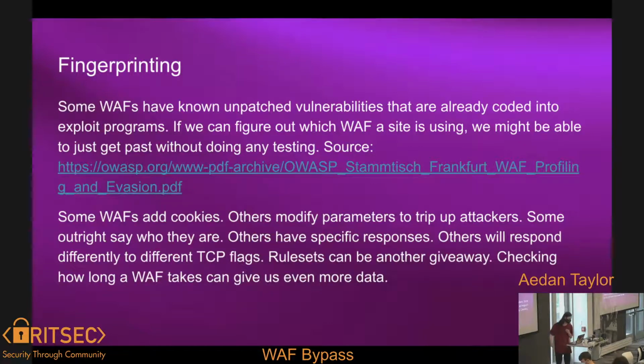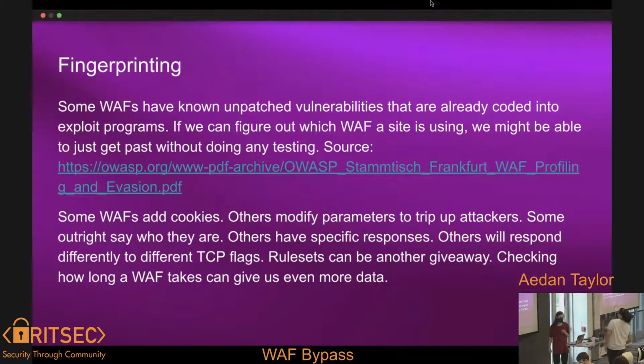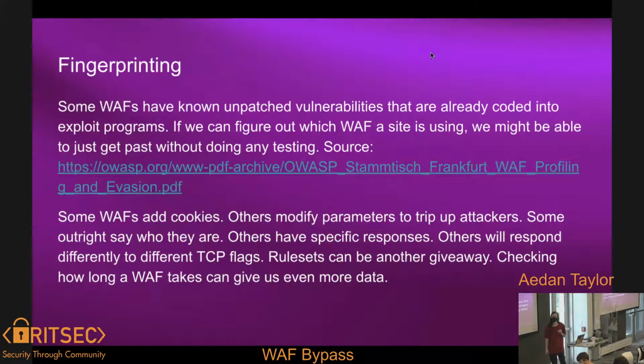I should try and hurry up this presentation because the laptop might die and I don't want that. Some WAFs have known unpatched vulnerabilities, and we can test for them. Some WAFs add cookies. So if a WAF is adding a cookie to your web traffic, sometimes it'll identify itself. Others modify patterns or parameters to trip up attackers, which I thought was very interesting. Some outright say who they are, so if you're blocked by Cloudflare, odds are they're using Cloudflare. Some have specific responses to whatever traffic you send it. Others respond differently to TCP flags.